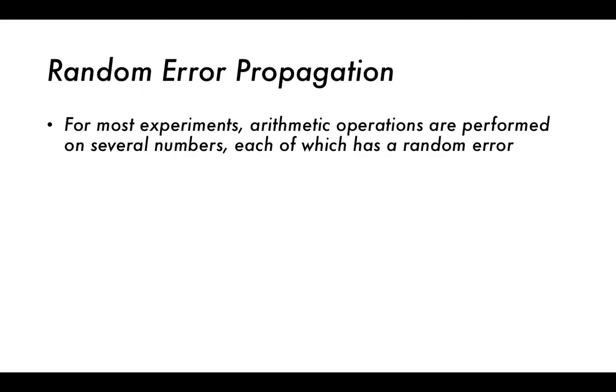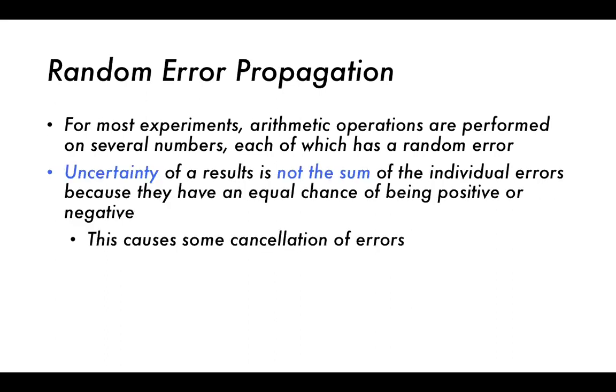So for random error propagation, for most experiments, arithmetic operations can be performed on several numbers, each of which has a random error. It depends on exactly how the numbers are being added together, or multiplied, or what the arithmetic operation is, on how we actually determine the random error. It's not going to be the same every time. So the uncertainty of a result is not the sum of the individual errors, because they have an equal chance of being positive or negative. This causes some cancellation of errors.